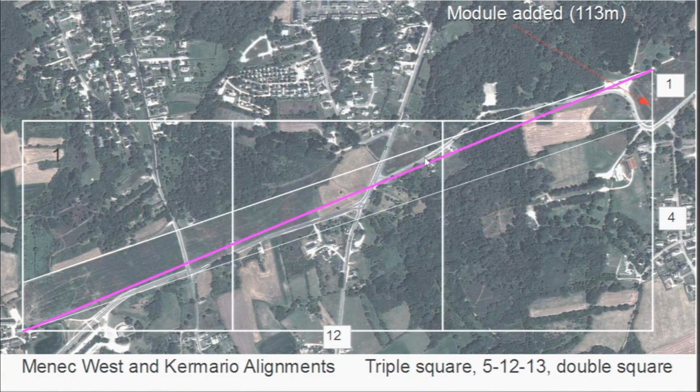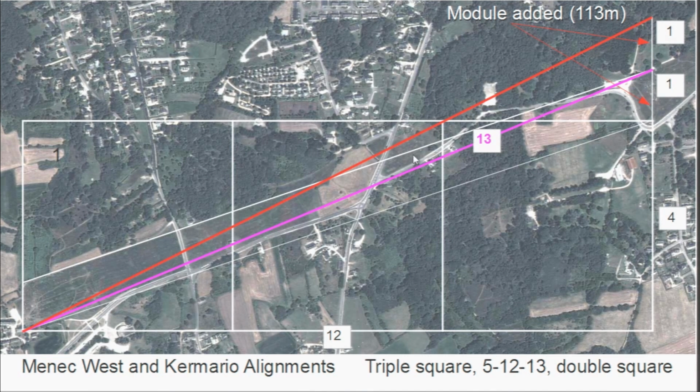I won't go into the measurements for the time being because we don't really have time. I've gone into that in detail in my book. Now what's interesting is if we had another module there, another 113 meters north, and then I trace the line up here, of course that's going to give me 6 by 12, which is the double square, which means that this line goes right through the first line of the Menec East alignments. They go along that line.